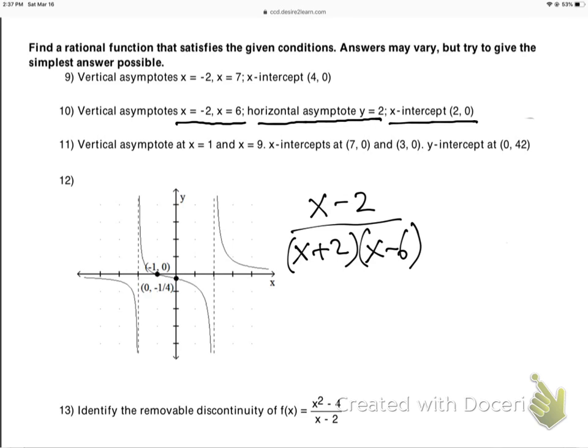equals 2. If I was to FOIL that denominator, I would have x squared minus 4x minus 12, which means I should have 2x squared on the numerator to get 2/1, horizontal asymptote of 2. Remember that rule? Okay. So obviously something has gone wrong here, but I need to rectify it. In other words, it's not that.